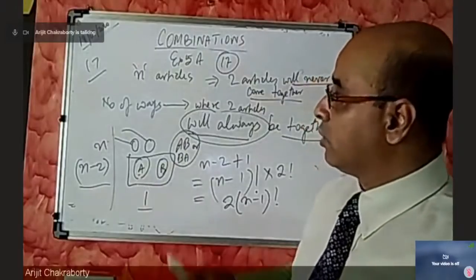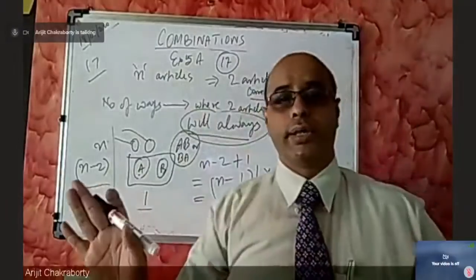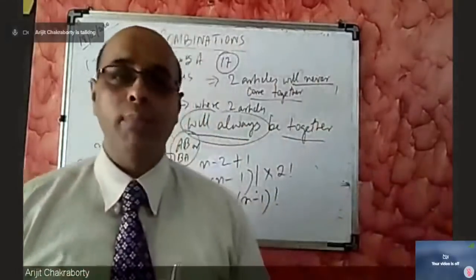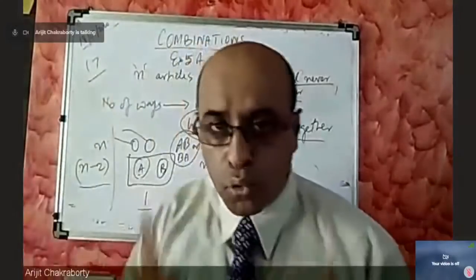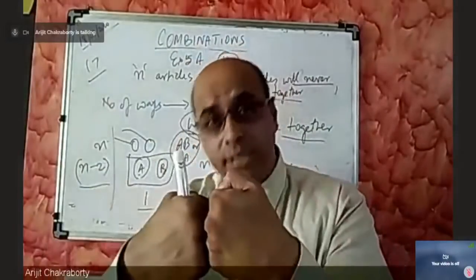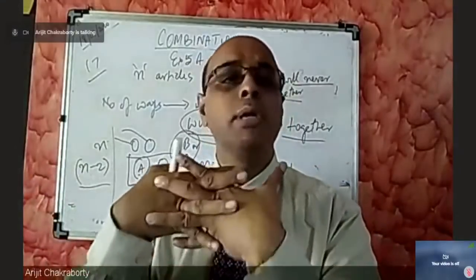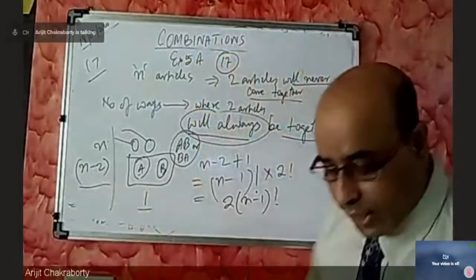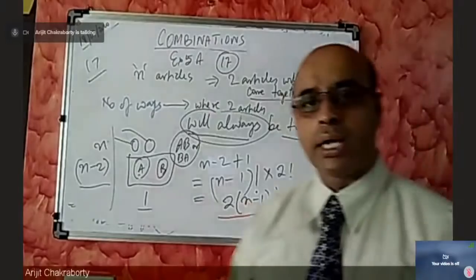So please note, we have to find out the number of ways where the two articles will never come together. N articles are there. We have to find the number of ways in which two articles will never come together. What we have done so far is to find out the number of ways in which two articles will always come together. As if they are united by an invisible bond and you cannot separate them, they are together. And that is what we have found out: 2 into n minus 1 factorial.